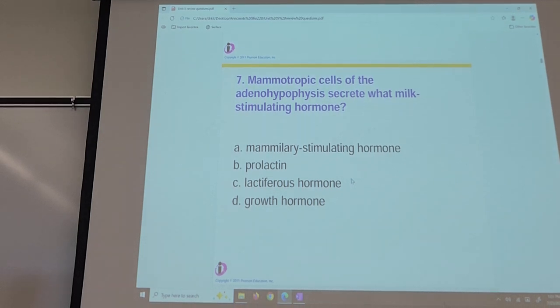Mammotropic cells of the adenohypophysis secrete what milk-stimulating hormone? B, right? Prolactin. Formation of milk, milk stimulating, okay? We talked about formation and we talked about secretion, right? So formation is prolactin. We never talked about a lactiferous hormone or a mammillary stimulating hormone. So the only 2 really you have to choose from is prolactin and growth hormone.